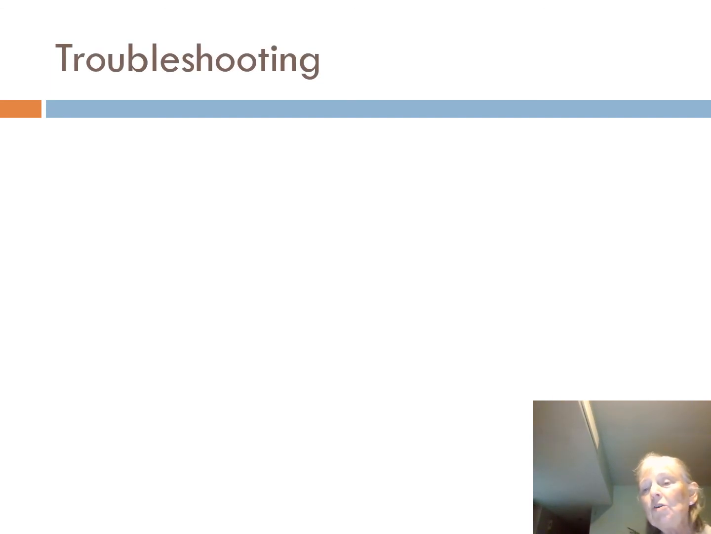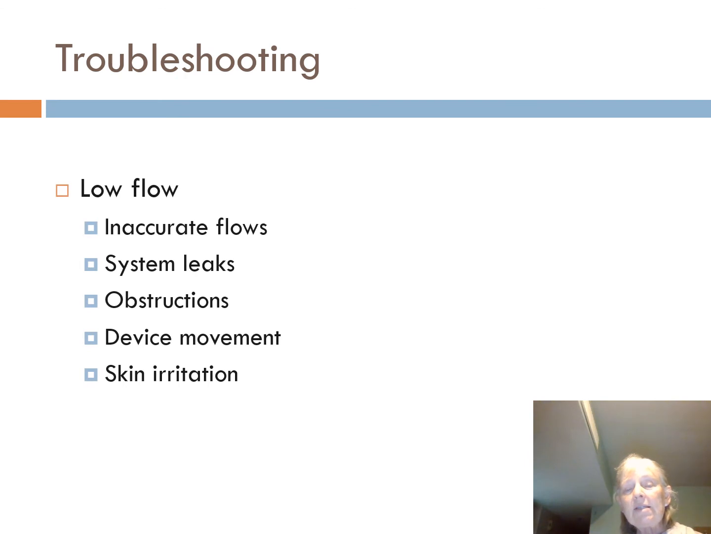So there's troubleshooting for both of these, low flow devices, inaccurate flows. If the flow meter is supposed to be at 5 liters and set at 3, it's an inaccurate flow, okay? System leaks. Nasal cannulas, for the most part, as long as you have them in your nose and you can breathe through your nose, you should not have a system leak. However, if it's sitting on top of your head because it bothers you while you're eating, you have a system leak, okay?